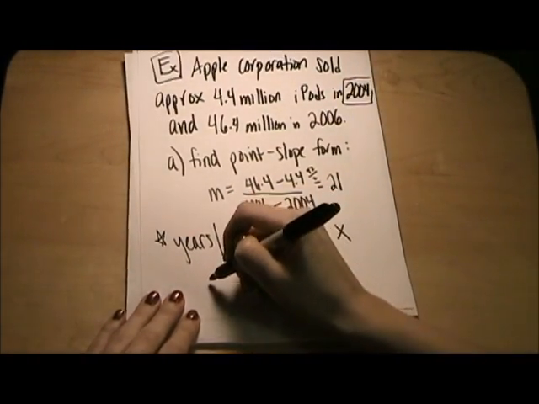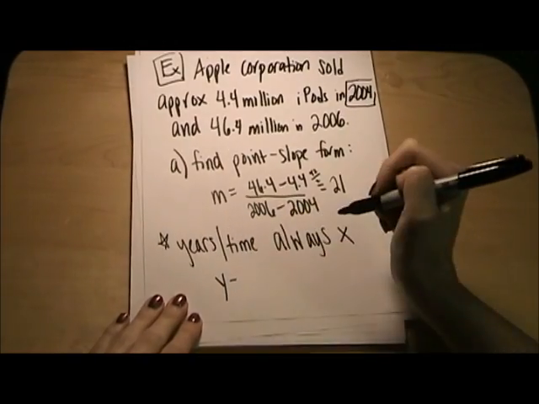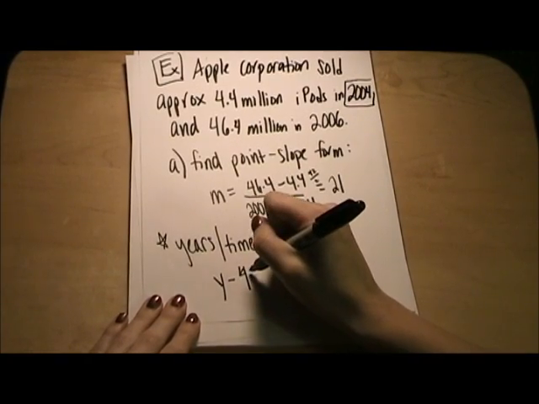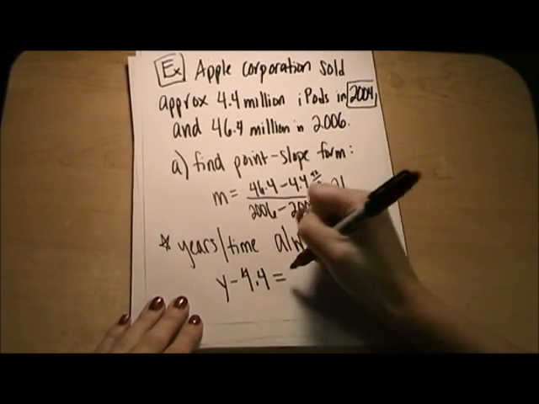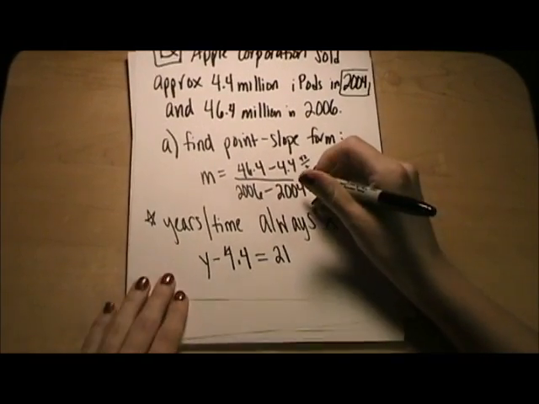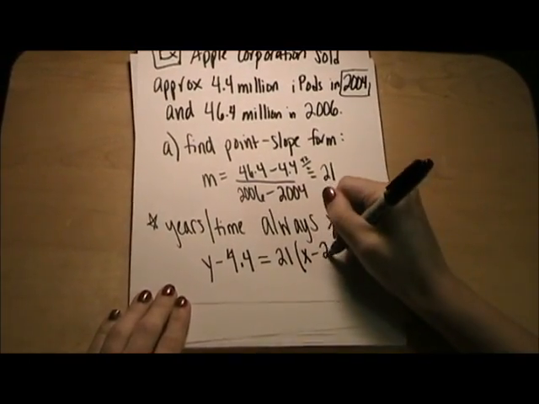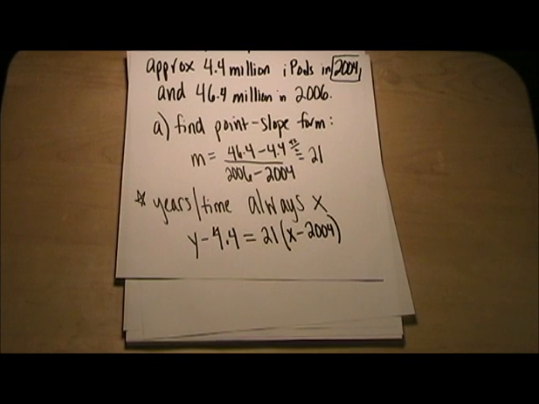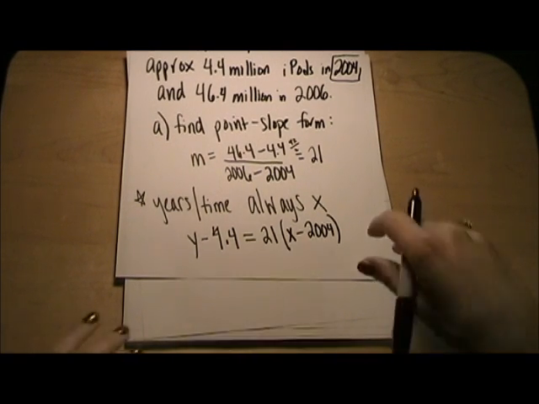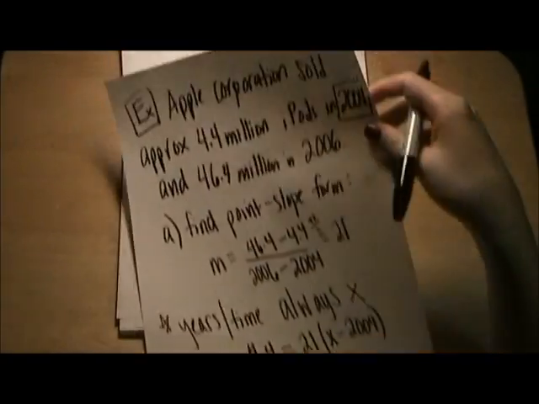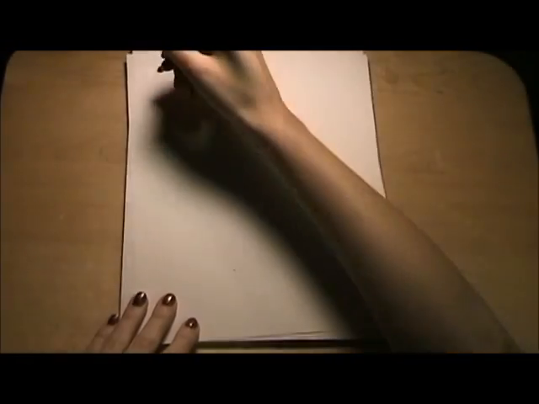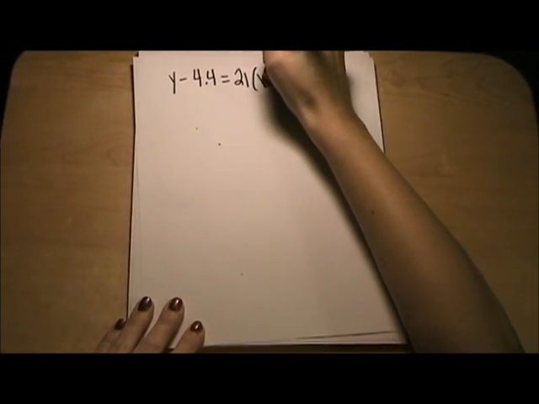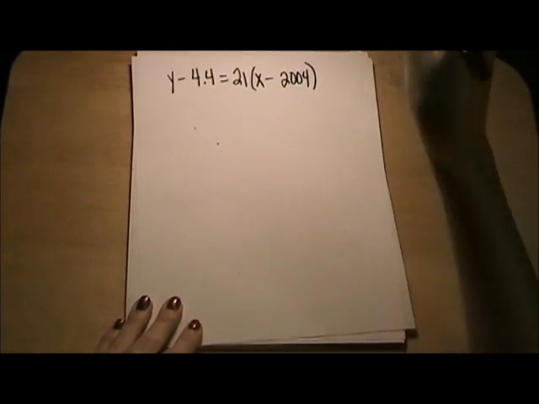So point slope form is going to be y minus 4.4 equals our slope of 21 times x minus 2004. And that is our equation. So again, our equation was y minus 4.4 equals 21 times x minus 2004.